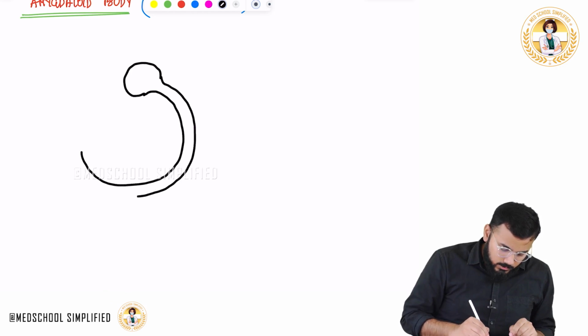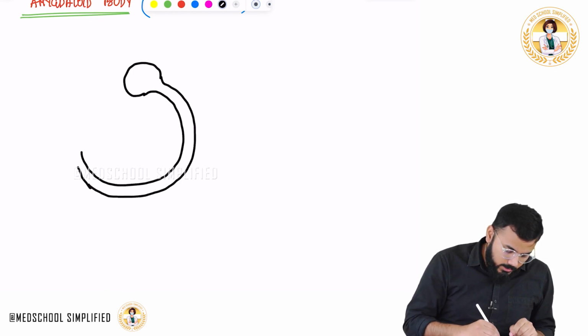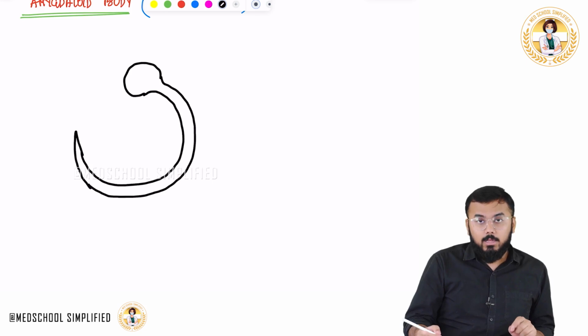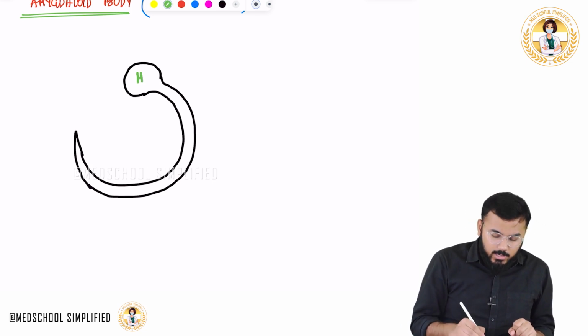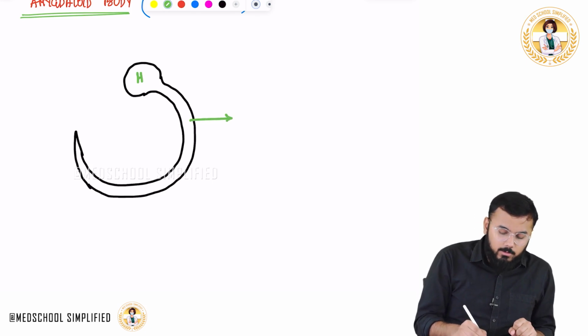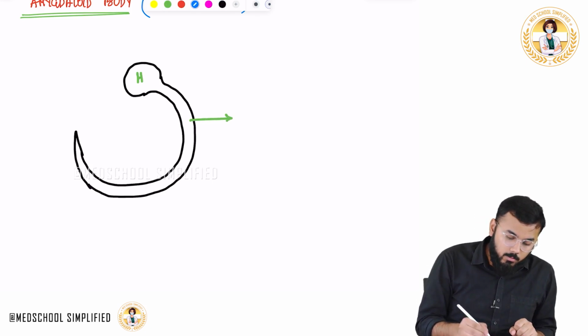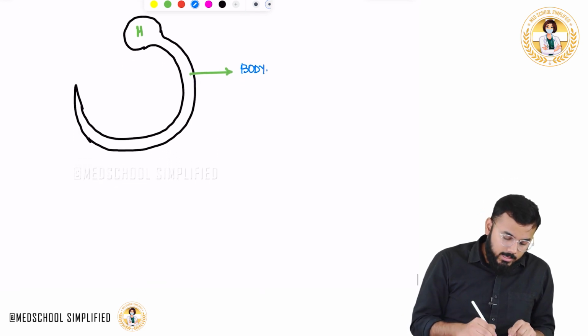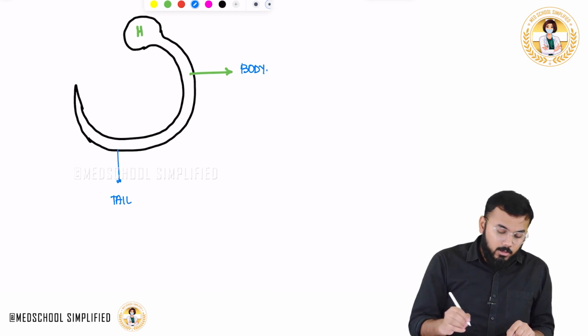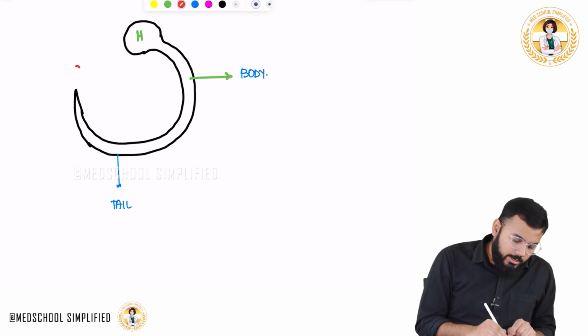This particular part over here is your caudate nucleus, right? Now in this caudate nucleus, this is called the head of the caudate nucleus, and after that this part over here is called the body of the caudate nucleus. And this part over here is called the tail of the caudate nucleus.